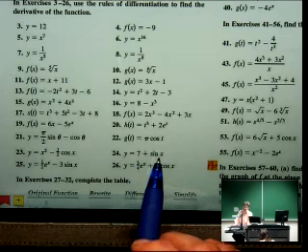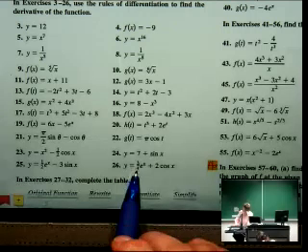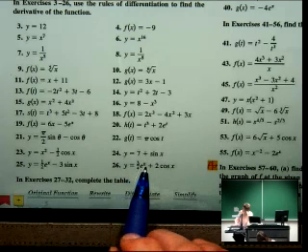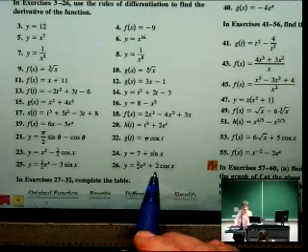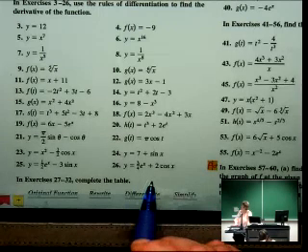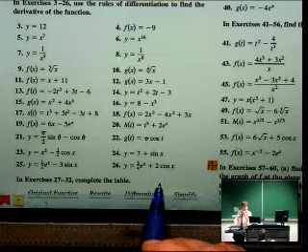Cosine x, or just cosine x. Number 26, what's the derivative of 3/4 e to the x? Same old 3/4 e to the x. Minus, what's the derivative of 2 cosine x? Negative 2 sine x.